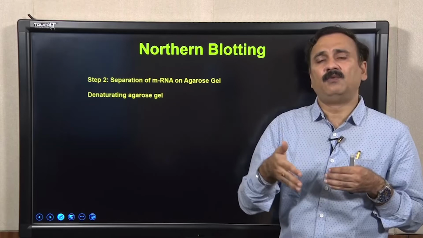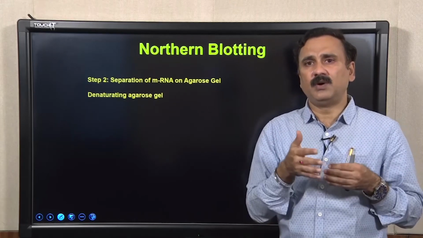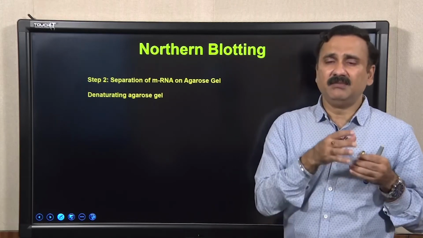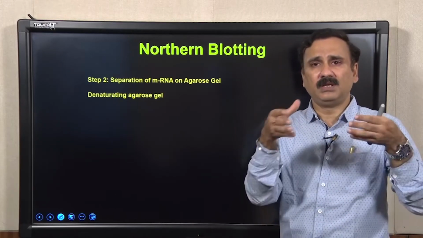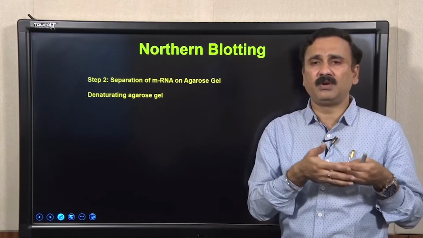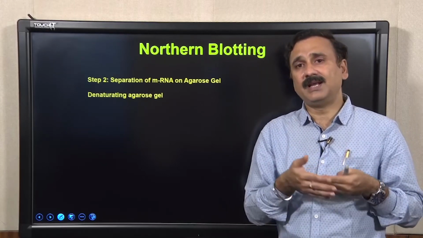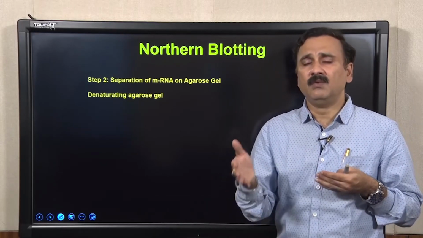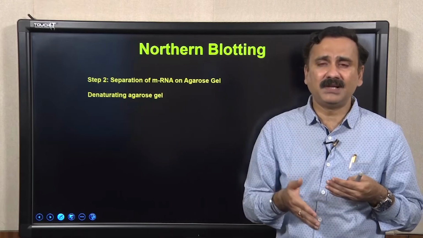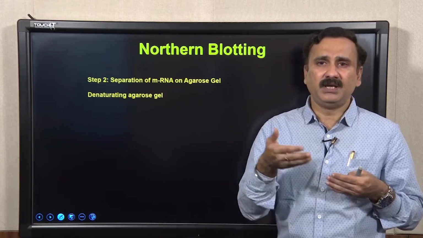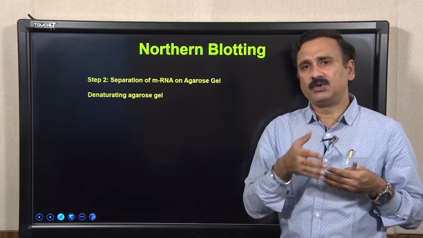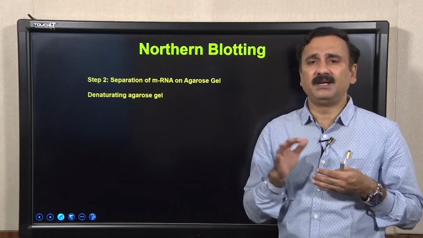So, to avoid that, what you are supposed to do is denature the messenger RNA. You have to denature the interaction between the nucleotides, so that it is not able to form the secondary structures, and that you are going to do with the help of the formamide gels, where you are going to add the denaturing agents, and that is how it is going to disrupt all the secondary structures.